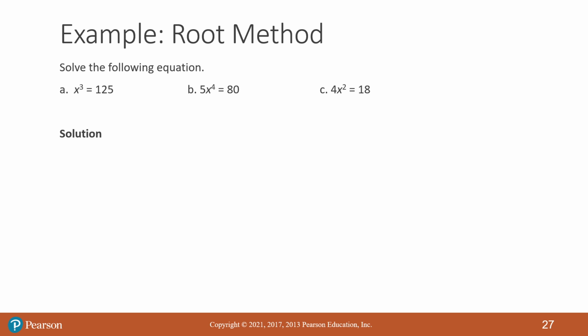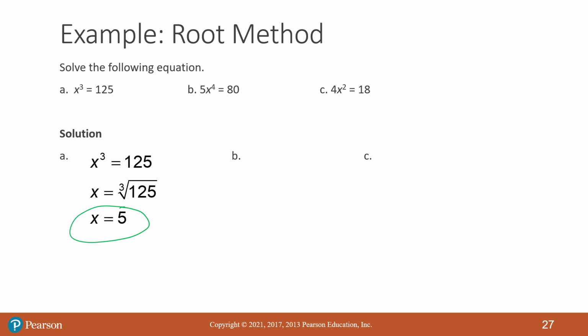I've got x to the third equals 125. So essentially what I'm doing here is taking the cube root of 125. Cube root of 125 is 5. If you struggle with taking cube roots, your TI calculator will do that for you. It's under the math menu, and then you scroll down and it has the cube root option.